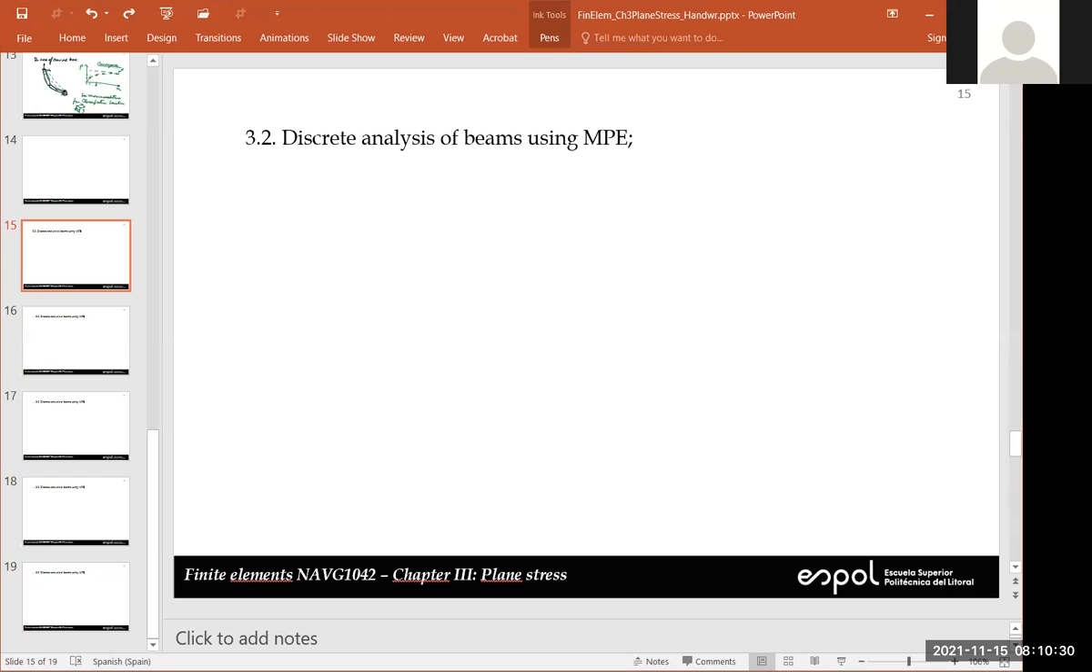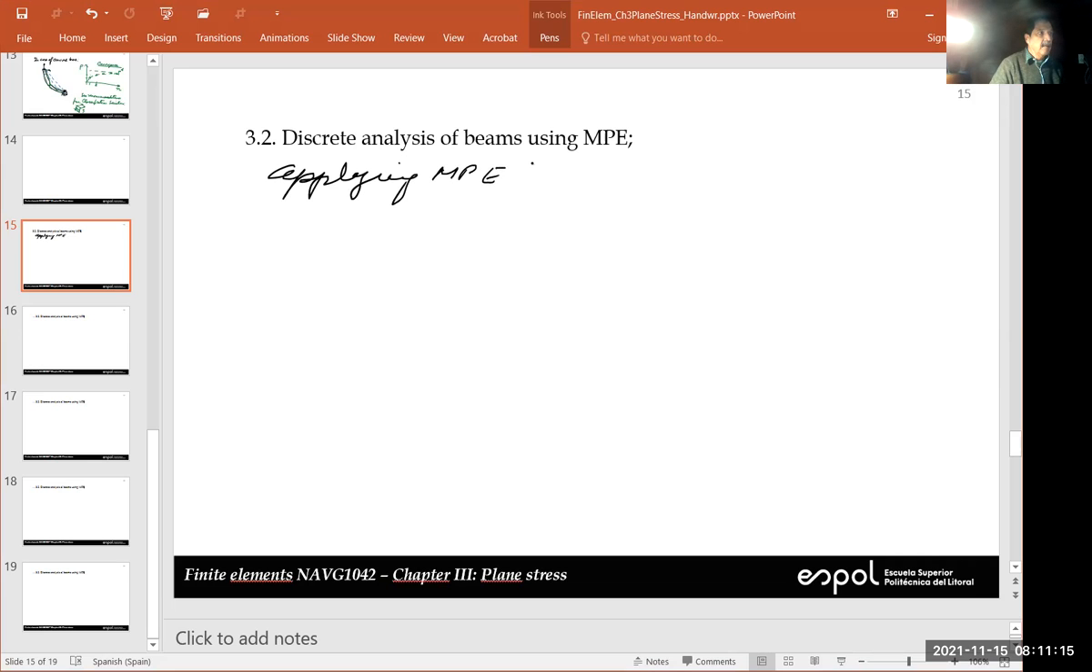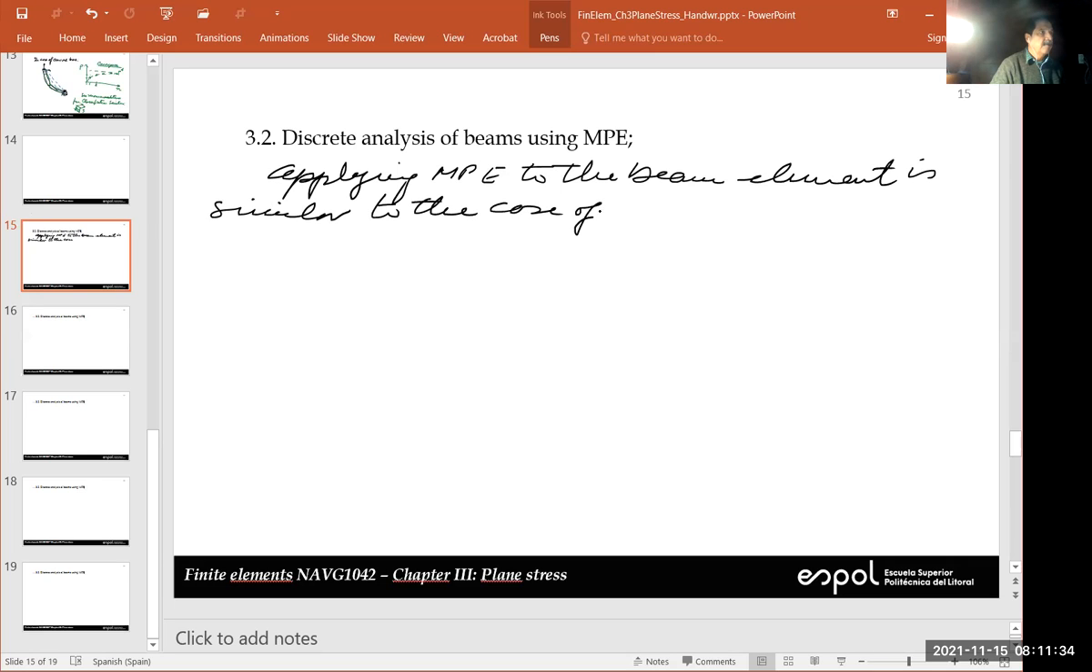Okay, so we're going to follow a similar procedure as we did for the case of the bar, okay? But we're going to change the order, as we said, okay? Instead of explaining the deduction of the stiffness matrix, we're going to go first to the equivalent forces and moment from a distribution of forces. Okay, so remember, applying minimum potential energy to the beam element, okay, is similar to the case of the bar.